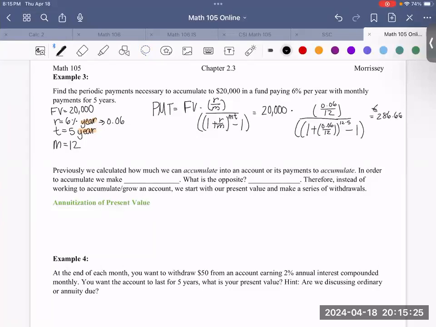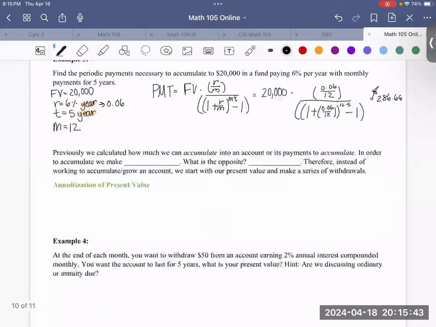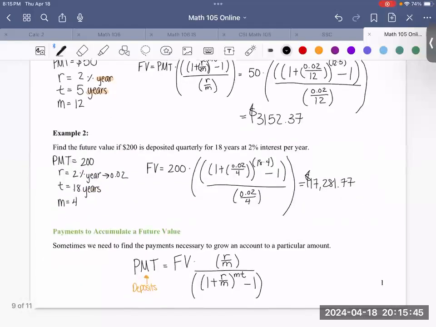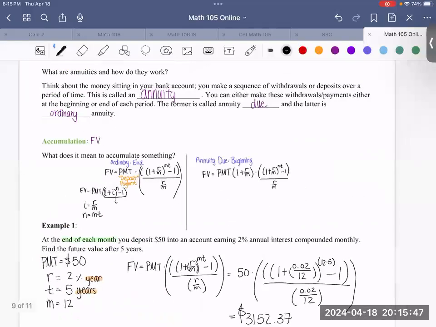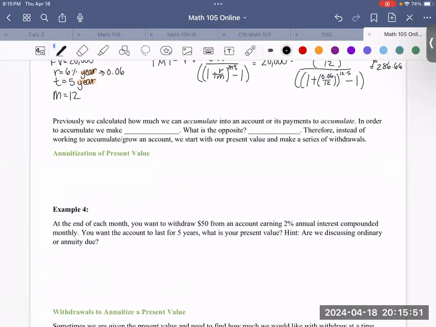286.66. So this would be my monthly deposits for a 5-year period at 6% interest rate if I'm trying to grow my account to $20,000. So that is out of the way. We now know your future value, how to get your payments to go back and forth. Now we want to go in the opposite direction.